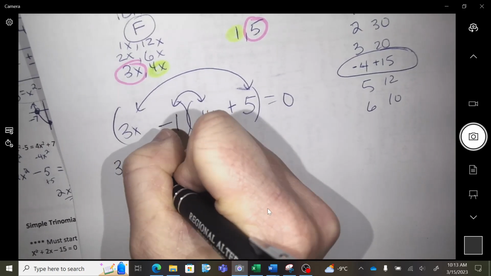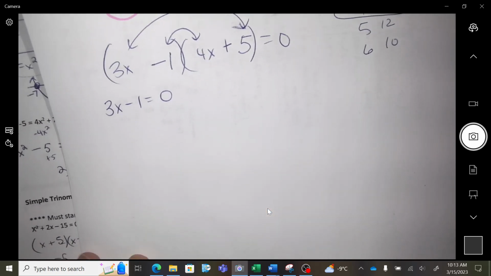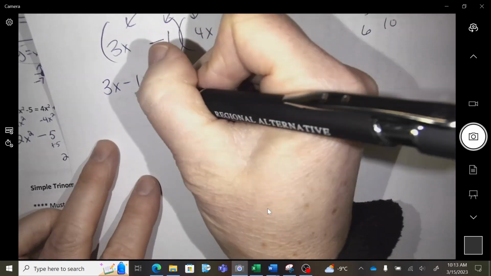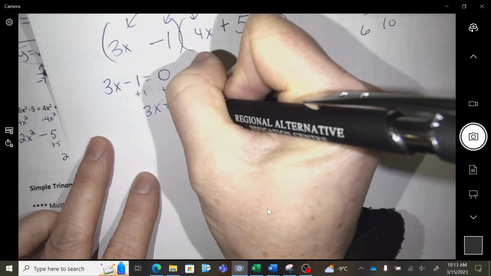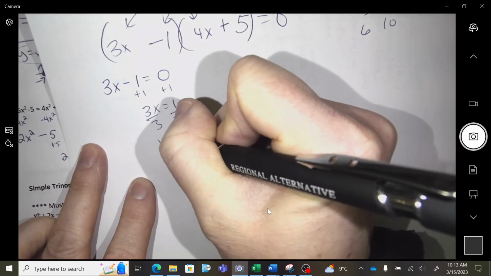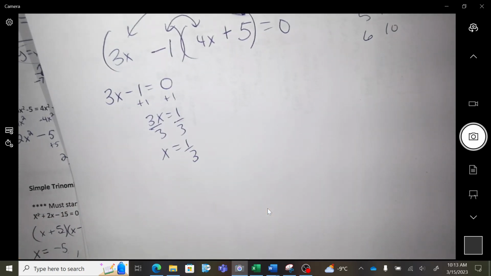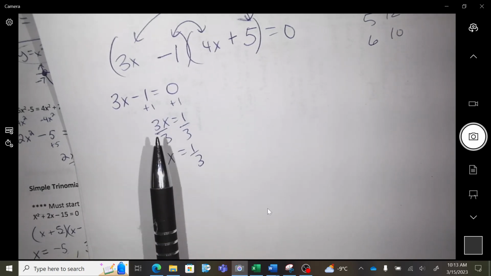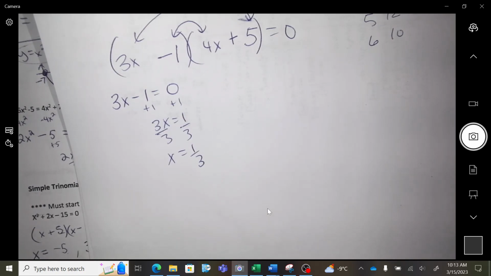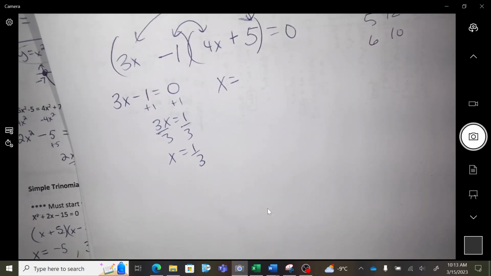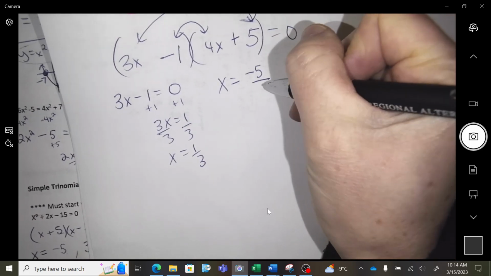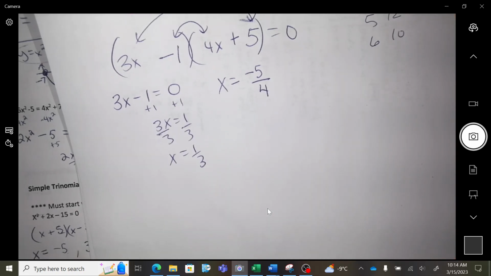Okay, so now the solutions. If I want this bracket to be 0, how would you solve for x? What kind of algebra would you do? I would add 1 and divide by 3. So 1/3. Here's the trick. Your answer for x is opposite divide. So what is the answer here? Opposite divide. Negative 5 over 4. Negative 5/4. Okay?